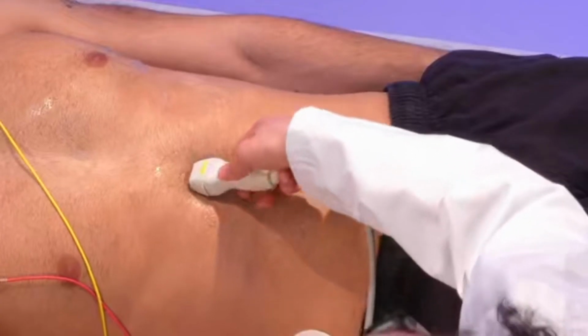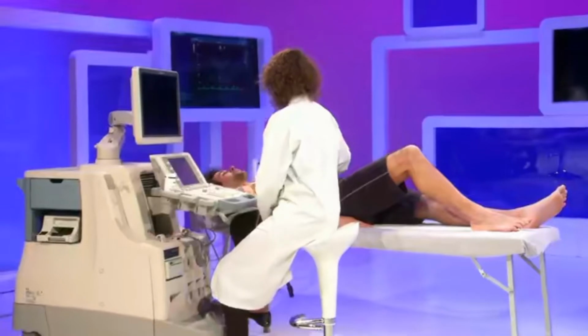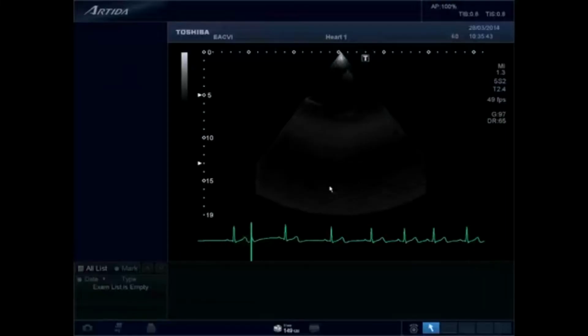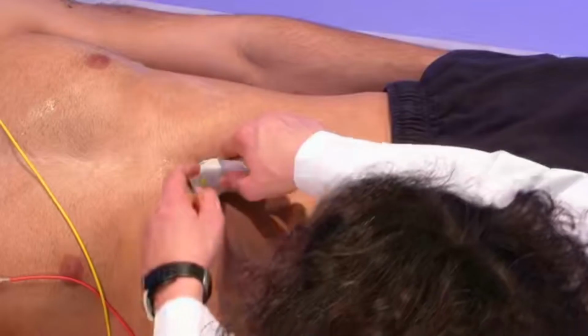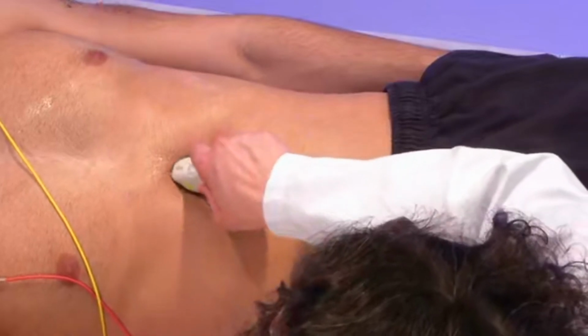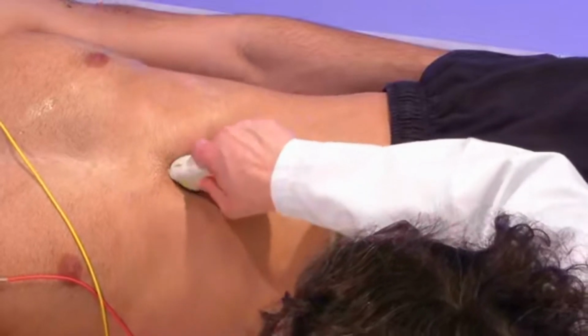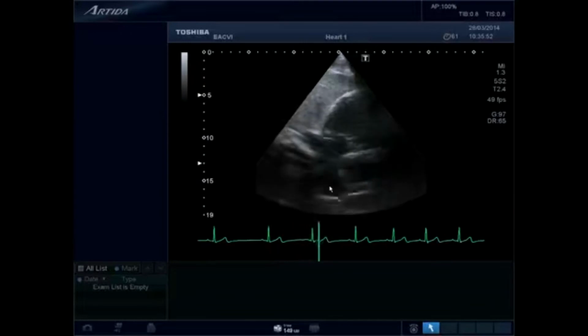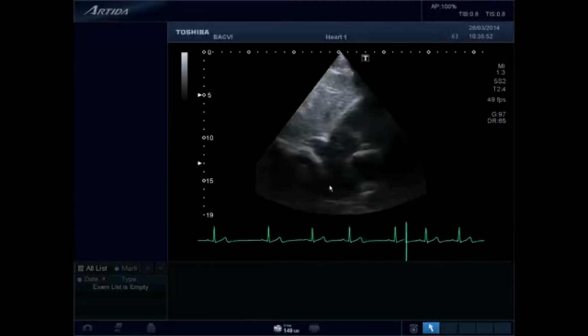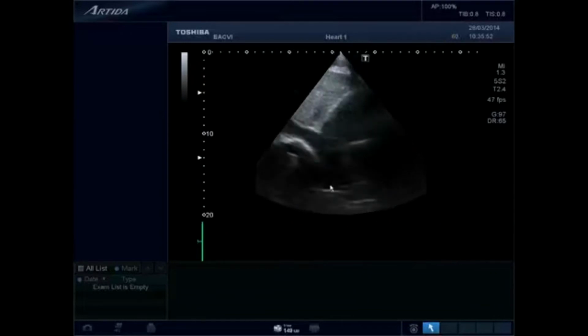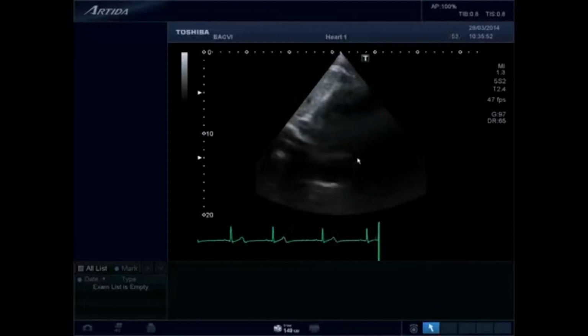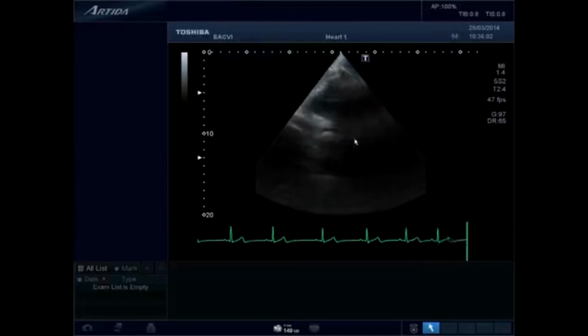And I will try now to obtain a short axis subcostal view. So I will turn the marker that will be up. And by tilting, I will obtain a view that is focused on the aortic valve that you can see here. Breathe a bit.